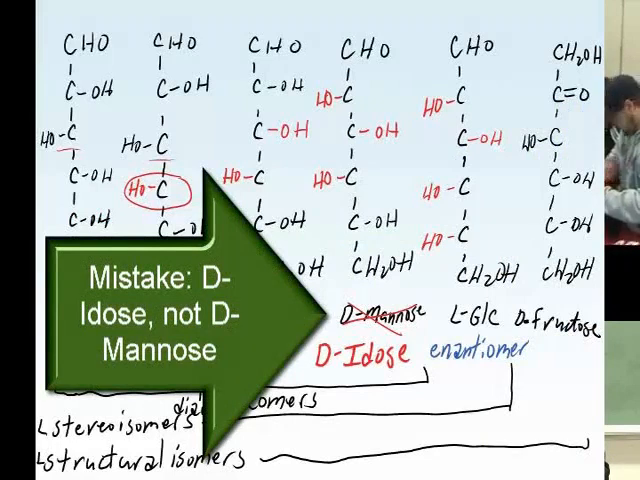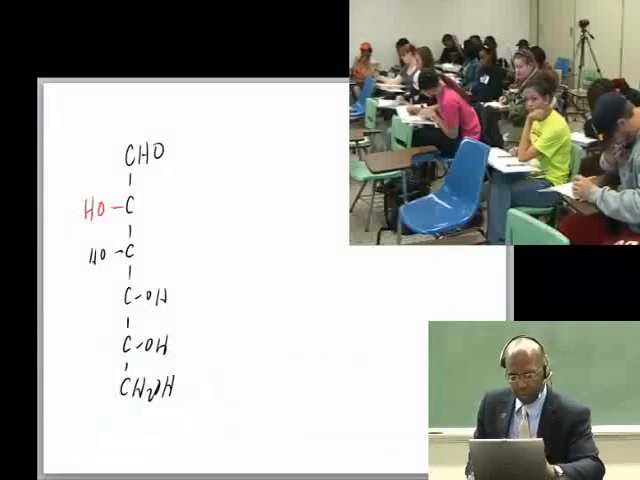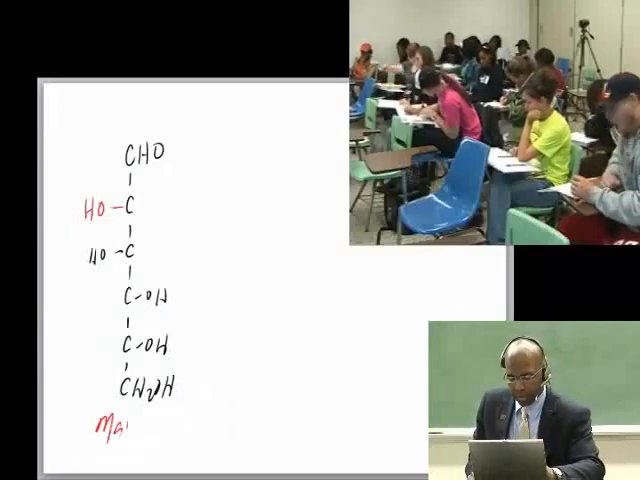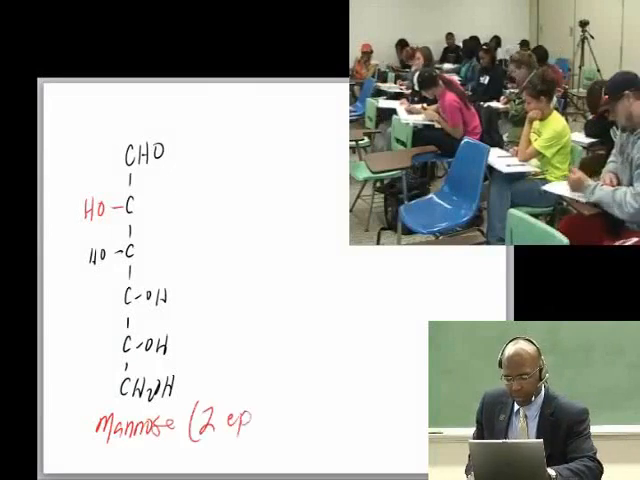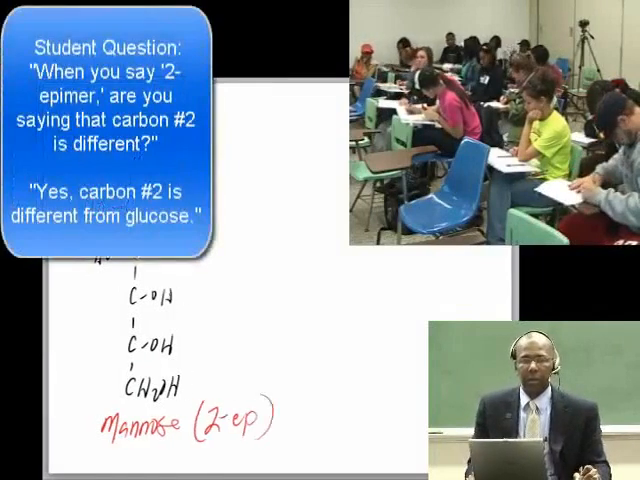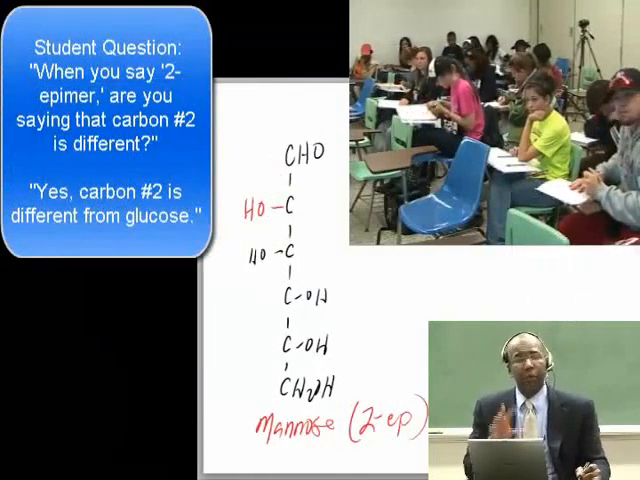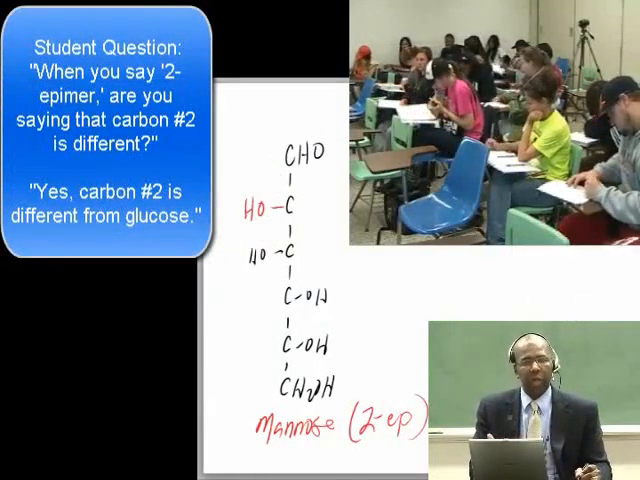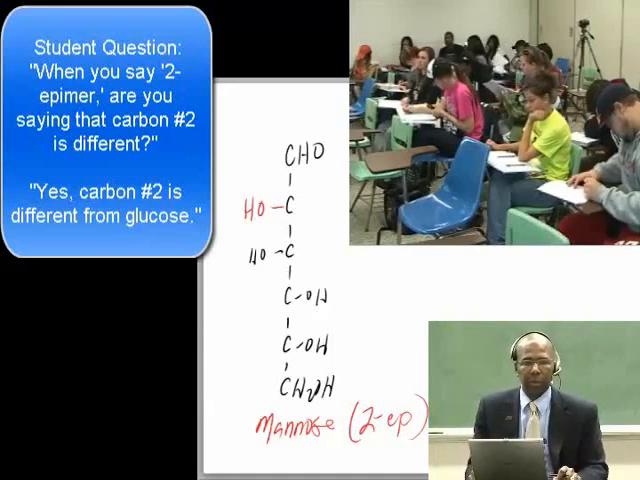So it's left, right. It's a 2 epimer. Mannose is a 2 epimer of glucose. This is mannose. I'm going to put here 2 epimer. So you said 2 epimer, that means carbon number 2. Right, it's a 2 epimer of glucose, and so carbon 2 is different than glucose. Carbon 2. So it's like a 3 epimer, you change carbon 3, exactly.